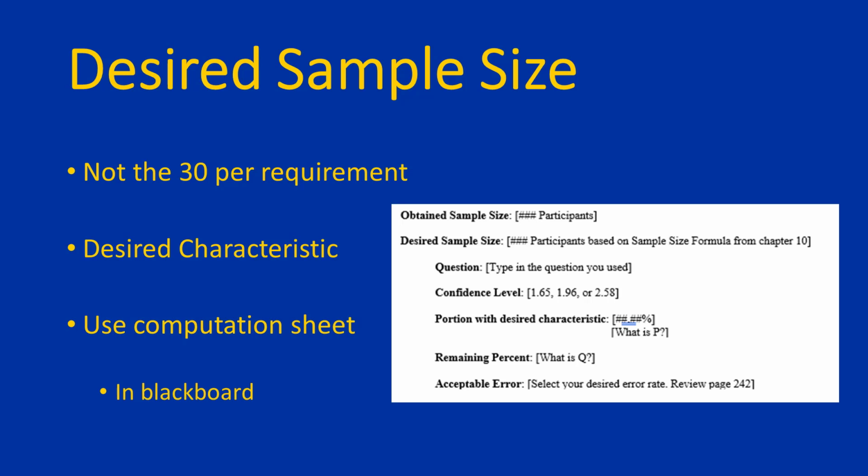The portion with the desired characteristic, P, is the percentage of people from your question that mark the characteristic you are interested in. Remaining percent is Q, and Q is 100 minus P. Acceptable error is a number between 3 and 10%. You get to select how much error you are okay with. Just remember, if your job is on the line, would you prefer to be wrong 3% of the time or 10% of the time? Once you've computed this number, remember to always round up. Put that answer in the space after desired sample size.